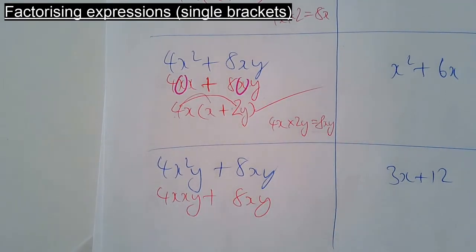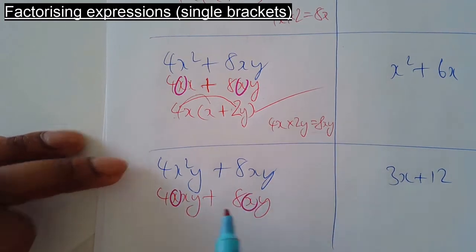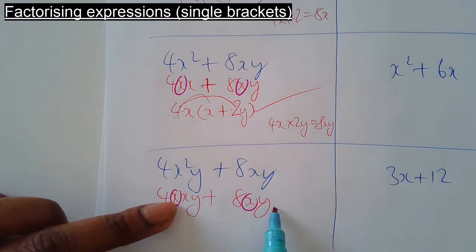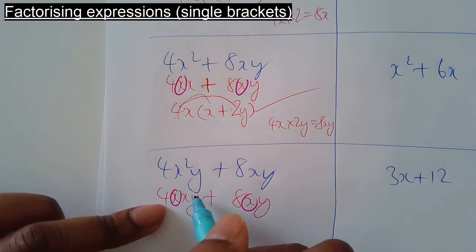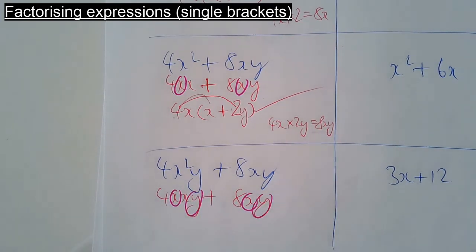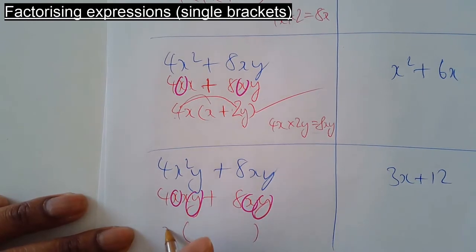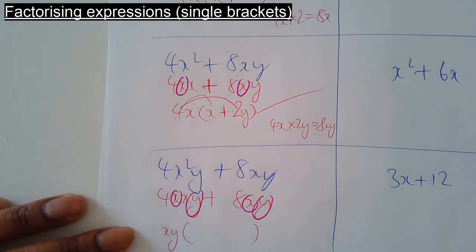Circle everything that's in common. Right, there's an x over here, but there's no x over there. But look, the y's are in common. So the two letters in common go on the left side of the bracket. The biggest number that goes into 4 and 8 is 4.